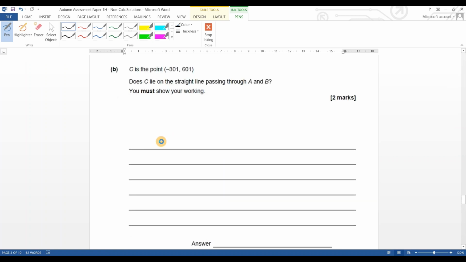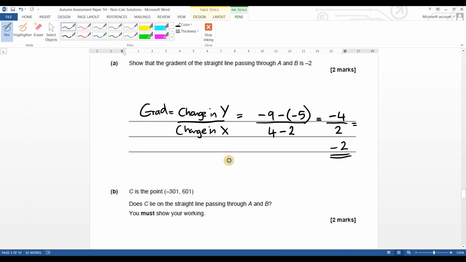So we can use y equals mx plus c for any straight line. We know m is the gradient, so it's going to be -2x plus c. Don't know what c is. Or do we? Actually, let's double check.